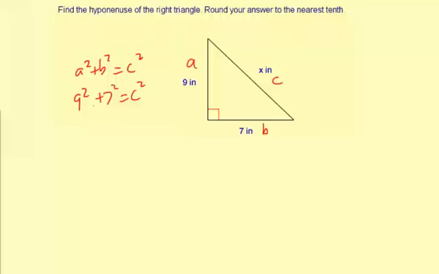So 9 squared is 9 times 9, which is 81. Then plus 7 squared, 7 times 7 is 49, equals C squared. Now if you don't have these perfect squares memorized, you can multiply them out, or you can even use a calculator if you would like, but I just happen to know what they are. Now we're going to add 81 plus 49.